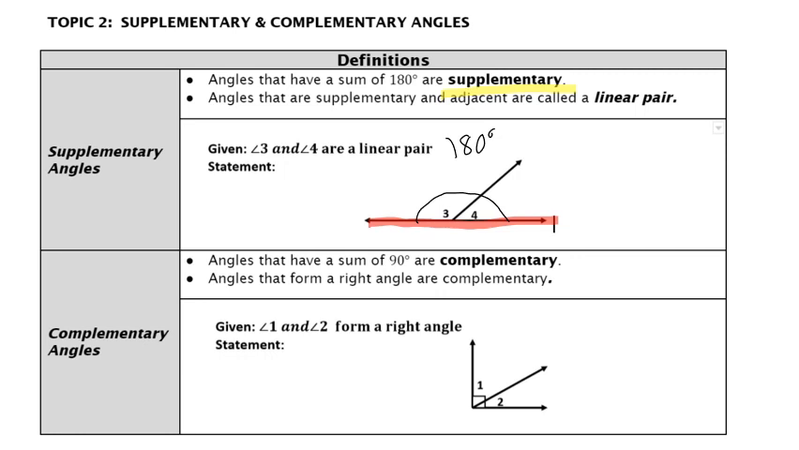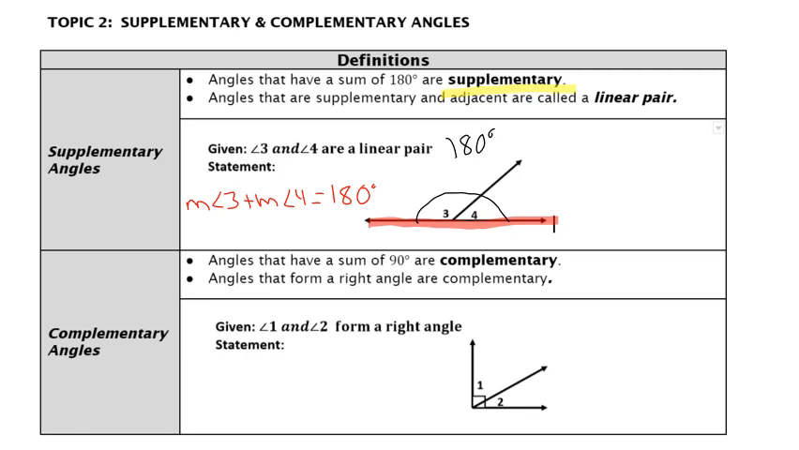So the statement I might write here is that the measure of angle 3 plus the measure of angle 4 is 180. So anytime you have two angles that look like they're forming a straight line, we can assume that they're supplementary. They're adding up to 180.